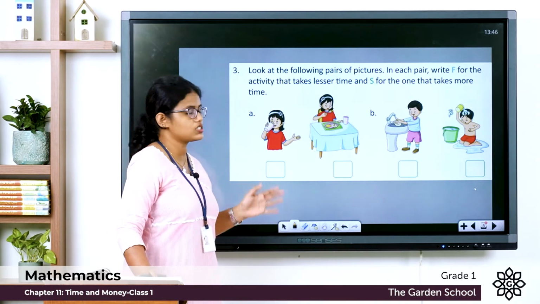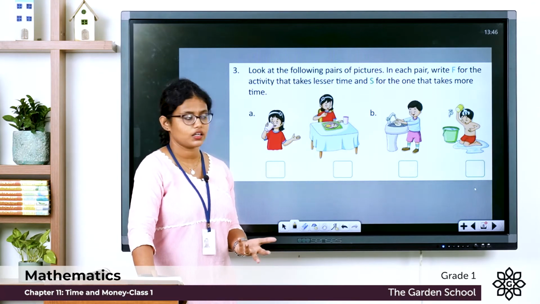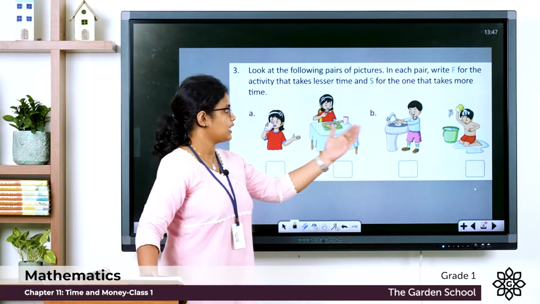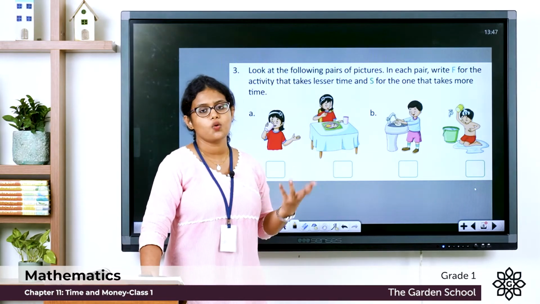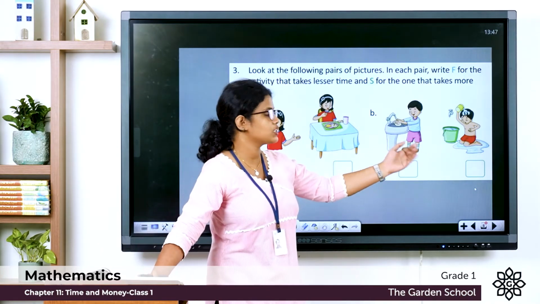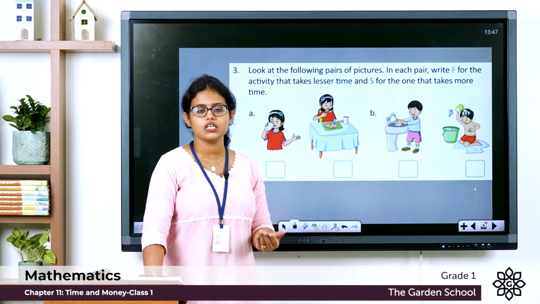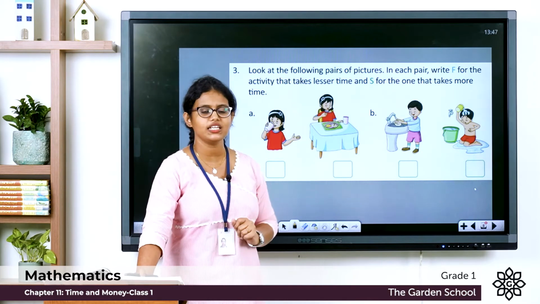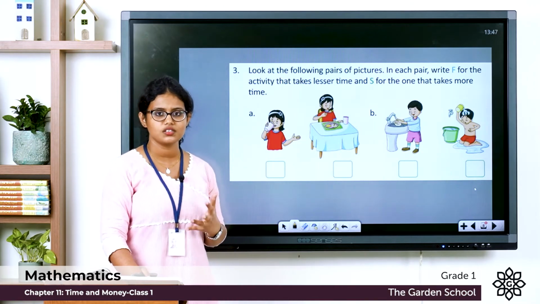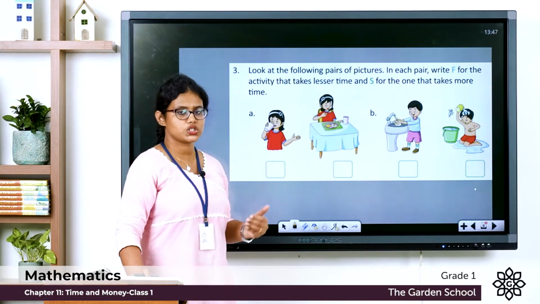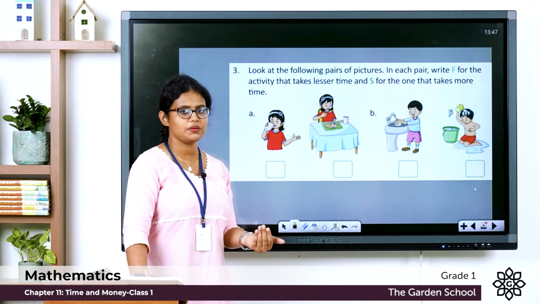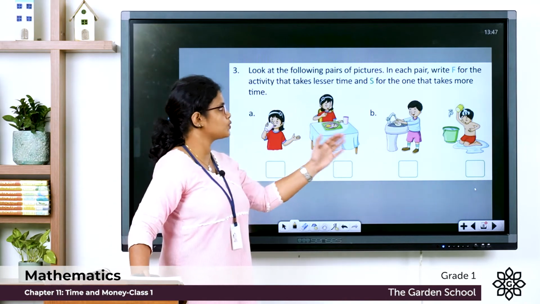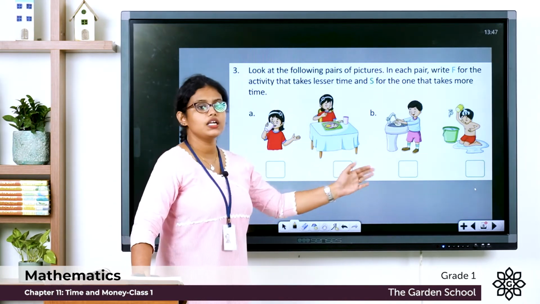Fine. So here you can see a girl is drinking. Then you can see a girl having food. Then this boy is washing his hands. Then you can see the other one, he is taking a bath. So can you all observe this picture very carefully, and write down which activity takes less time and which activity takes more time. According to it, you can fill the box.